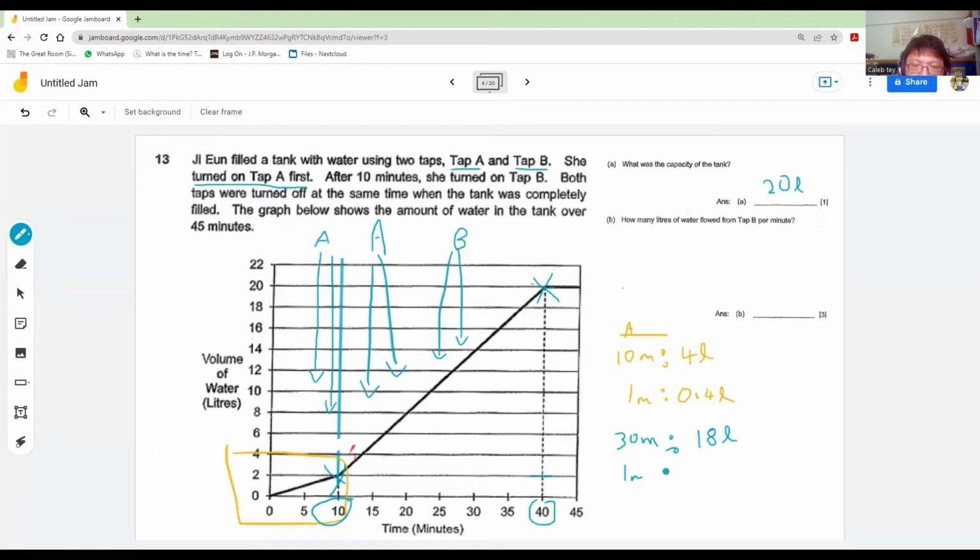So in 1 minute, we would have filled only 18 divided by 30, 0.6 liters in 1 minute. Since 1 minute fills 0.6, and this 1 minute is from tap A and B, we know that A is 0.4. So B has to be 0.2 liters per minute.